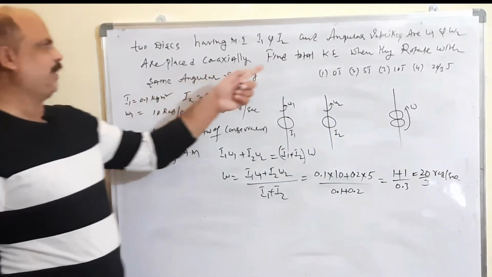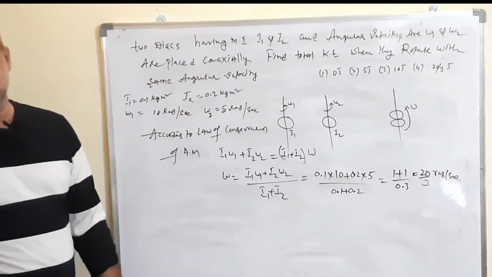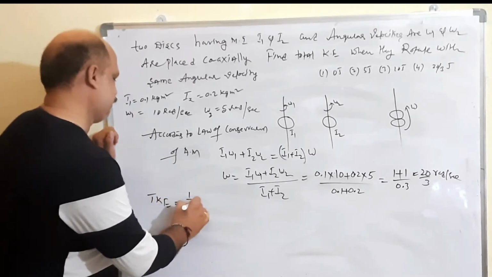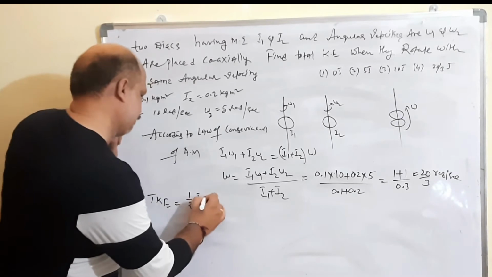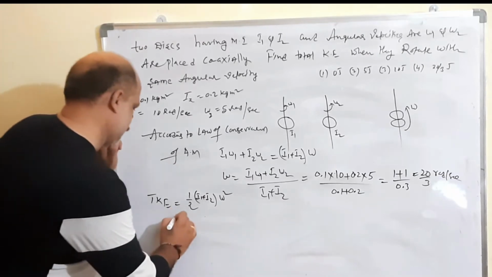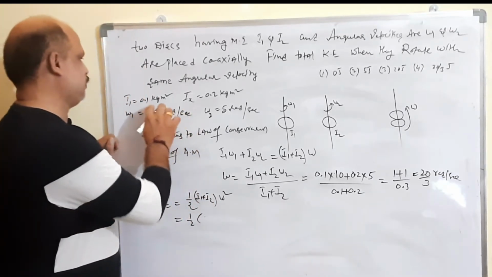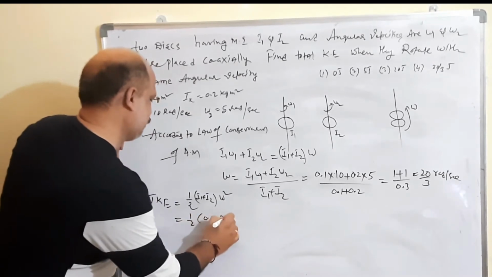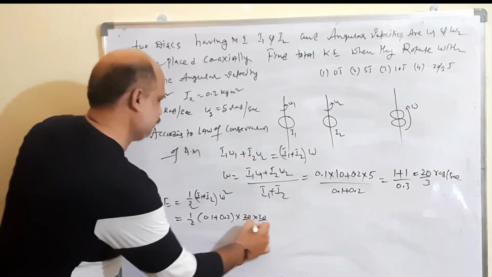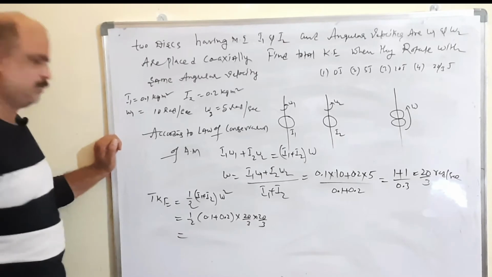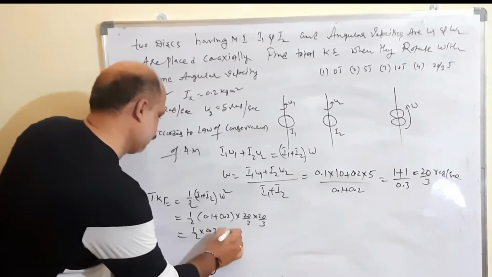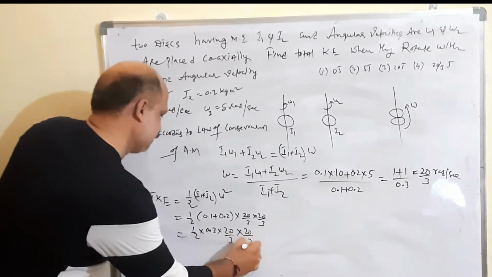Now, what they ask: find the total kinetic energy when they rotate with the same angular velocity. So, total kinetic energy is equal to half of I1 plus I2 into omega square, the rotational kinetic energy. So, here 0.1 plus 0.2 into omega square, 20 by 3 into 20 by 3. So, here half of 0.3 into 20 by 3 into 20 by 3.